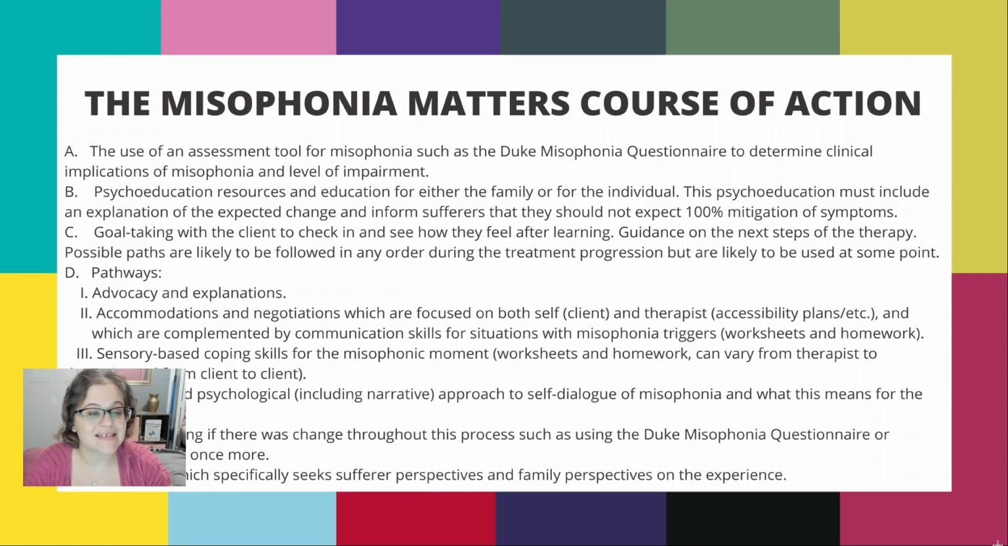So part C is goal setting with the client or yourself to check in and see how you feel after this learning. And in the next steps, there are possible pathways, and they can come in any particular order. And that's your advocacy and explanations, accommodations and negotiations, sensory-based skills, and cognitive and psychological skills, which make up this book. And as I say, they can come in any order, and you can use them over and over, thus the workbook including multiple sheets.